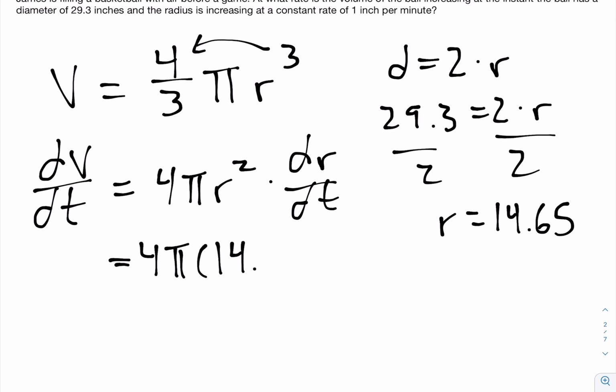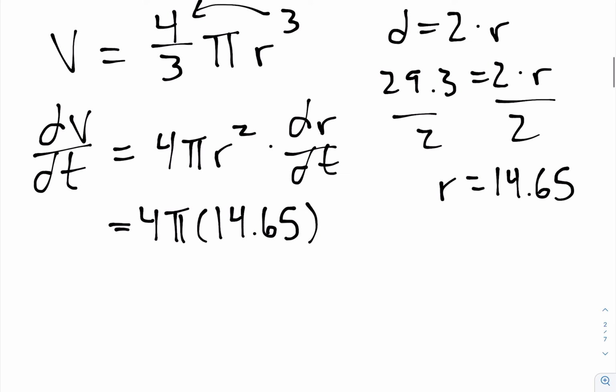So this is going to be 4 pi times 14.65 inches, times dr by dt, which we talked about before was just 1. So we don't even need to write that, because this times 1 is just that thing itself. So 4 pi, that's going to be 12.6 times 14.65. That's going to be 184.1.